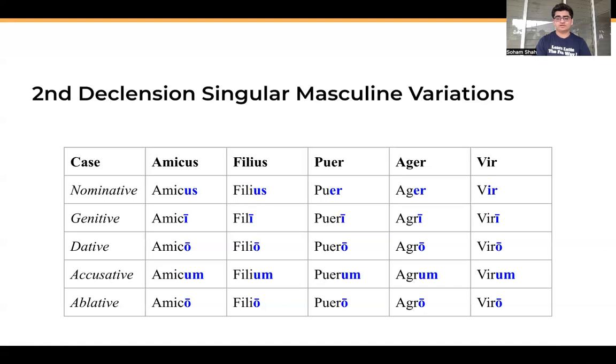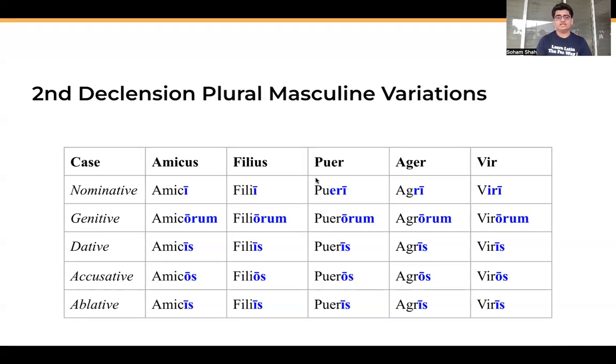Now let's move on to vir. We have vir, viri, viro, virum, viro. Again, we can look from genitive to ablative that the foundational pattern of o is there. However, in the nominative singular, we have ir instead of er or us.